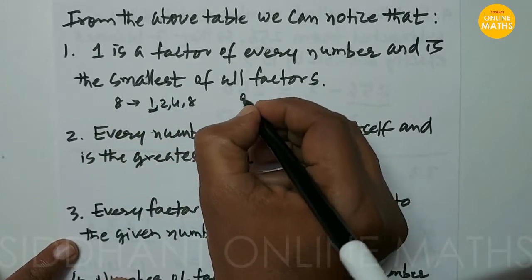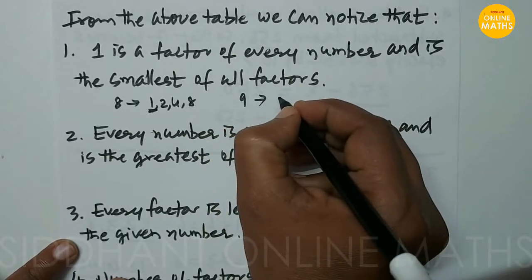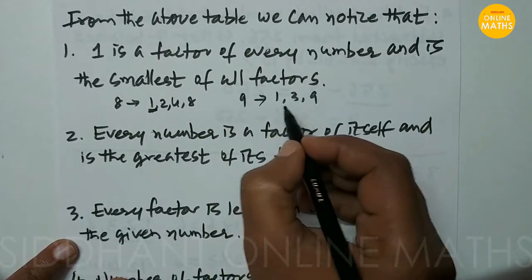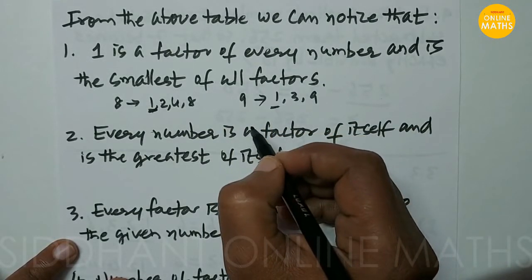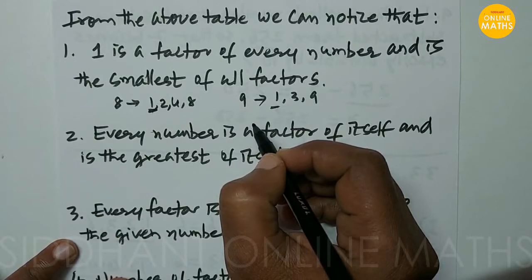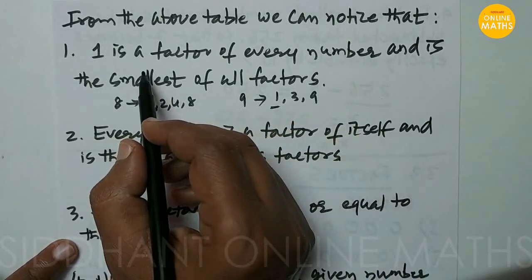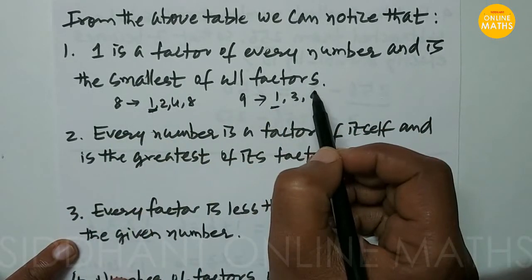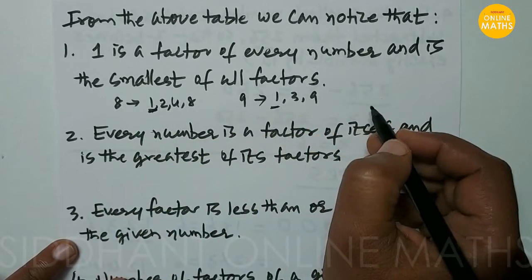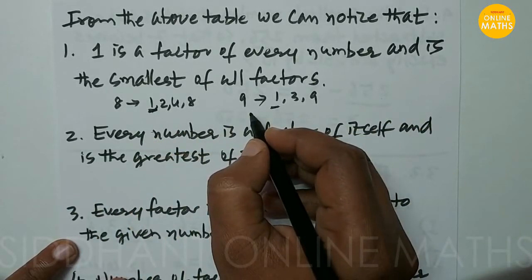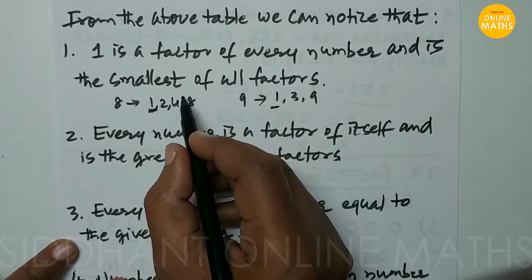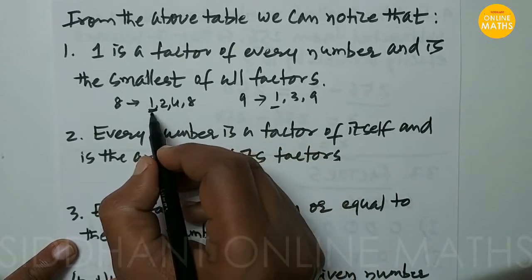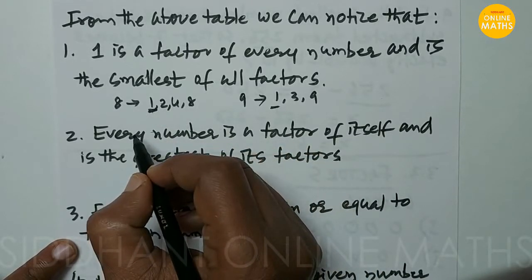When you take 9, you again see the factors: 1 will be there, 3 will be there and 9 will be there. In this case also, 1 is the common thing when we talk about factors. So the first statement says 1 is a factor of every number and is the smallest of all factors. Whatever number you take, 1 will be common, and it will be the smallest of all factors.